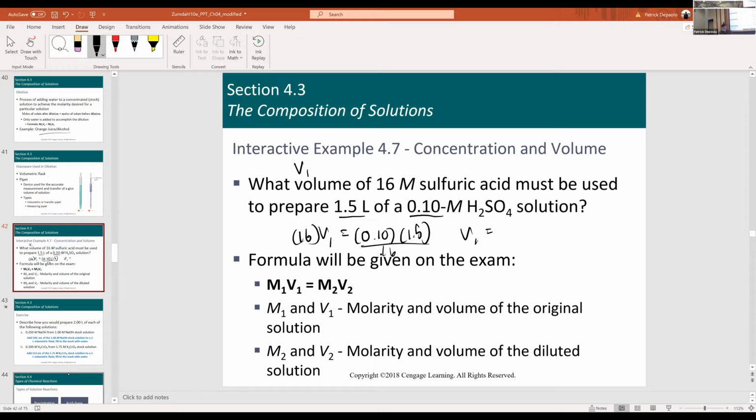0.1 times 1.5 is 0.15, divided by 16 is 0.009 liters. So 0.009 liters is approximately 9 milliliters if you multiply by 1,000. So you would need 9 milliliters of the 16 molar in 1.5 liters to get to a 0.1 molar. So yeah, that's a pretty big dilution.